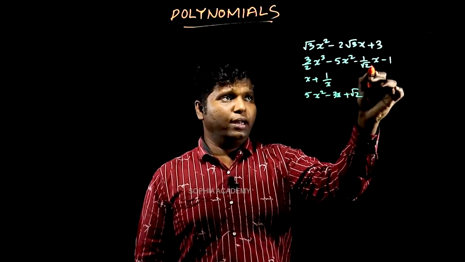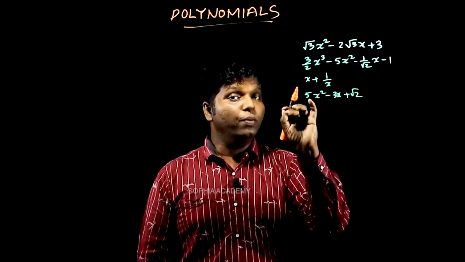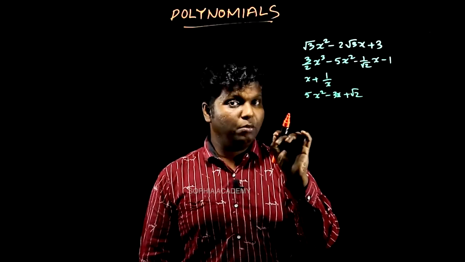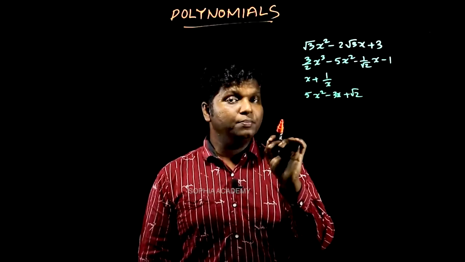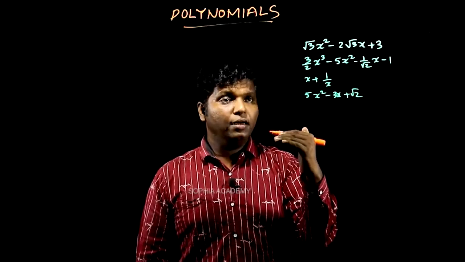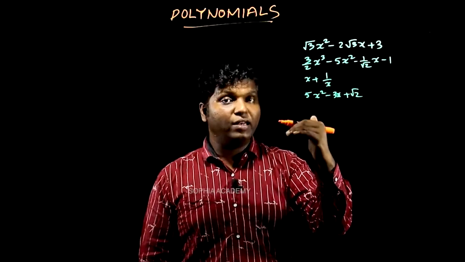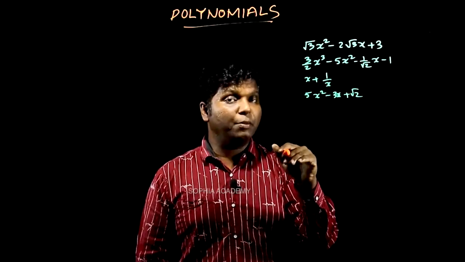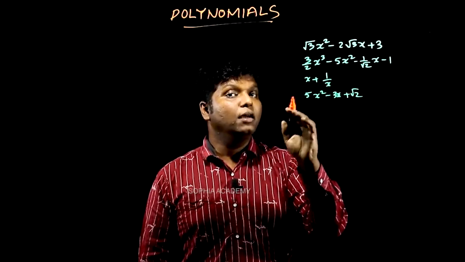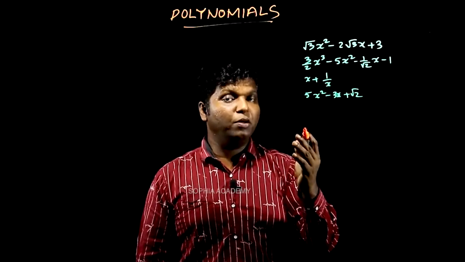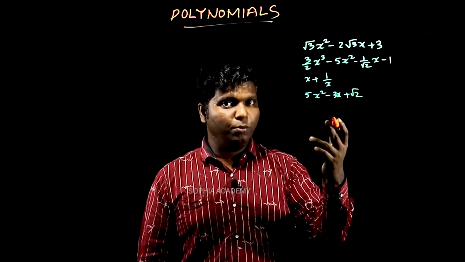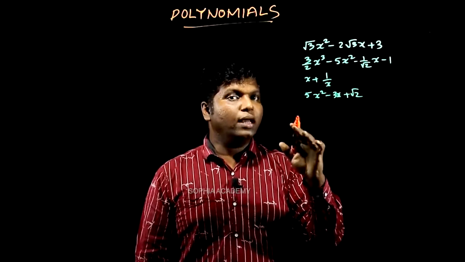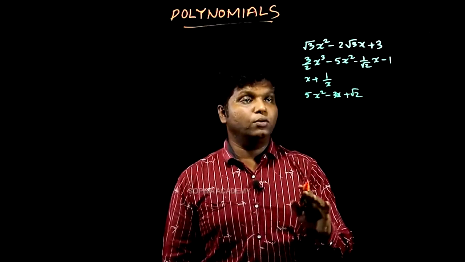X cube, x square, x, it's also okay, because I told you the power should not be a negative number. It should not come in the denominator part also. If the variable is in the denominator, it is considered a negative power, because 1 by x is what we call x raised to minus 1, right? So these are the 2 things which you have to mention.